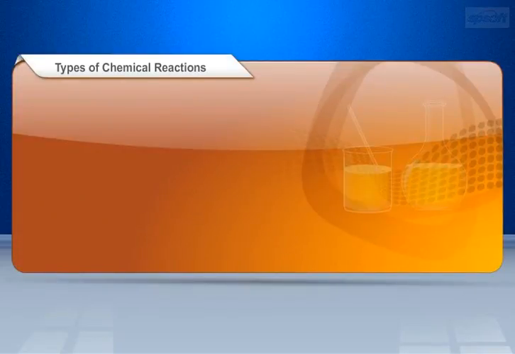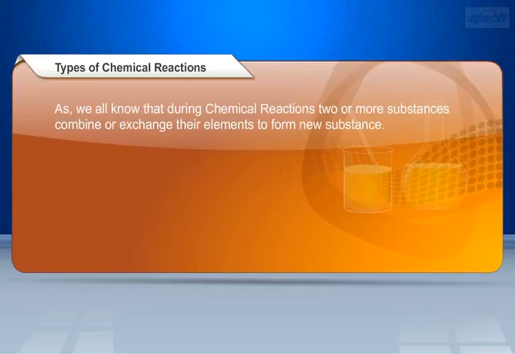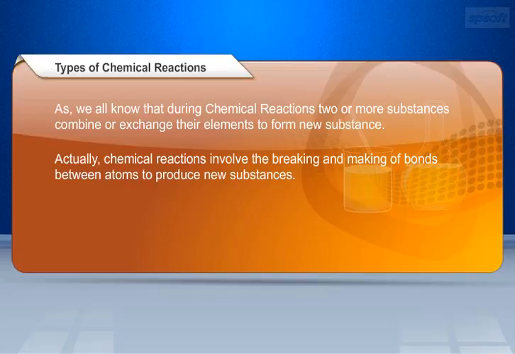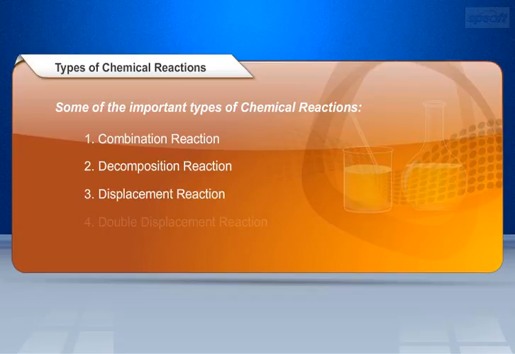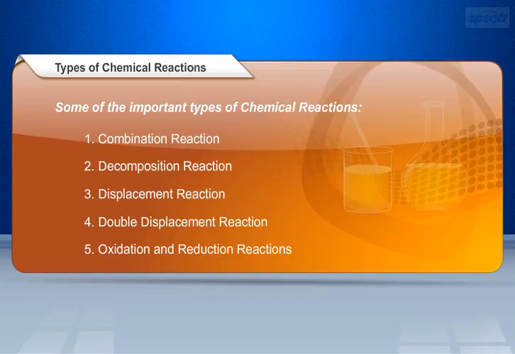Now, let us see the next topic, types of chemical reactions. As we all know, during chemical reactions, two or more substances combine or exchange their elements to form new substances. Actually, chemical reactions involve the breaking and making of bonds between atoms to produce new substances. Some of the important types of chemical reactions are combination reaction, decomposition reaction, displacement reaction, double displacement reaction, and oxidation and reduction reactions. Let's learn about these reactions in detail.